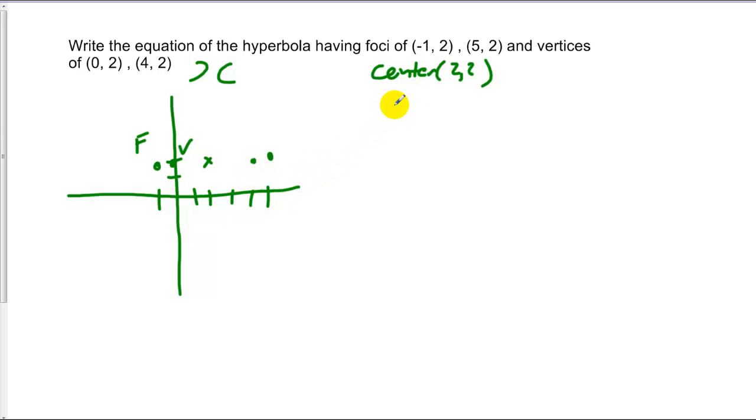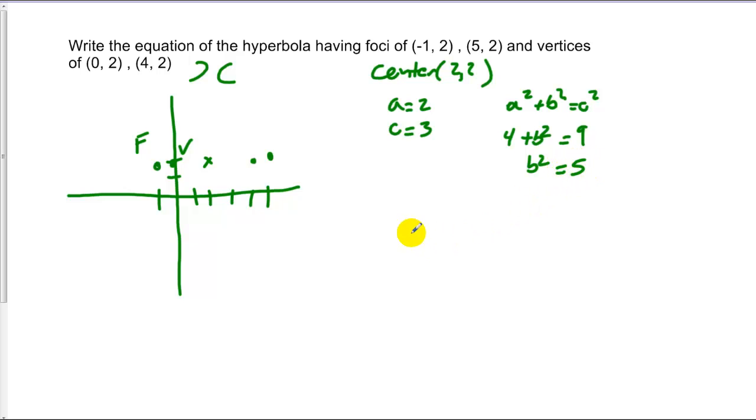So therefore I know my a distance is going to be 2, my c distance is going to be 3, and from there I should be able to almost get done writing this. I need my b value, but I know a squared plus b squared equals c squared. I know I have 9 here, 4 here, plus b squared, therefore b squared is equal to 5.